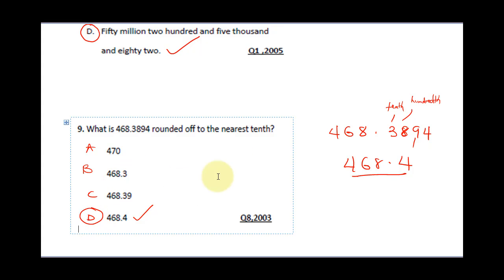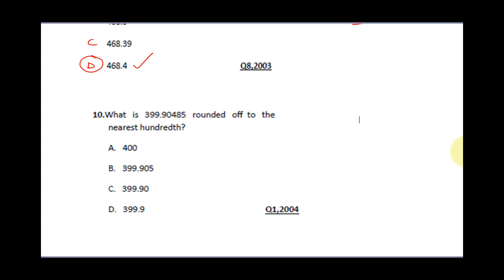Now the next question. Okay, so this question says, what is 399.90485 rounded off to the nearest 100? Now, this question is similar to the previous one. So we have 399.90485. Now, as usual, this is your tenths. This is now your hundredths. Now, we're going to work on this. Is this up to 5? No. So since it's not up to 5, we're not going to round it up. This will be 9, so there will be no one adding up because it's not up to 5. So this is going to be 399.90. So this is our final answer. So I'm going to take my C.